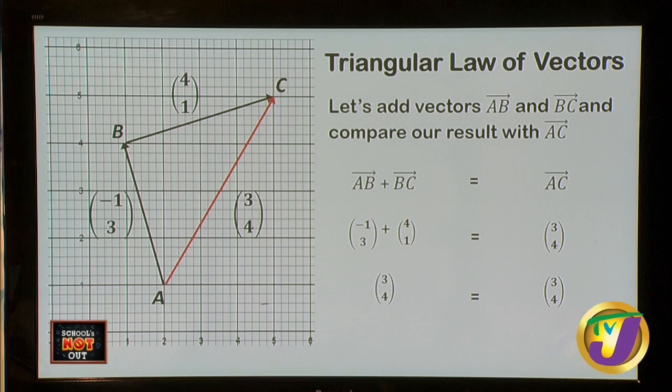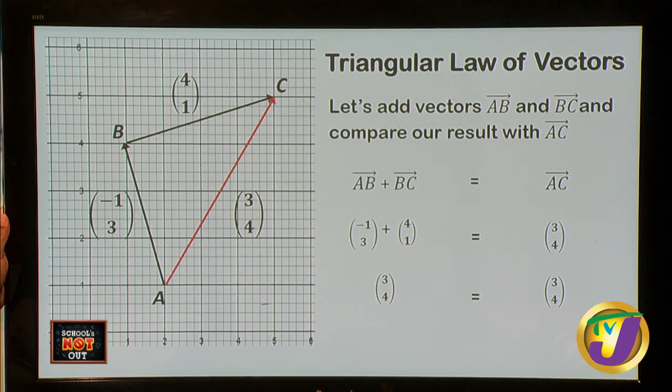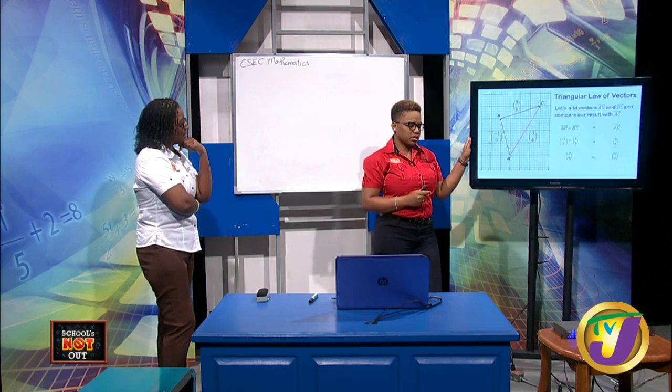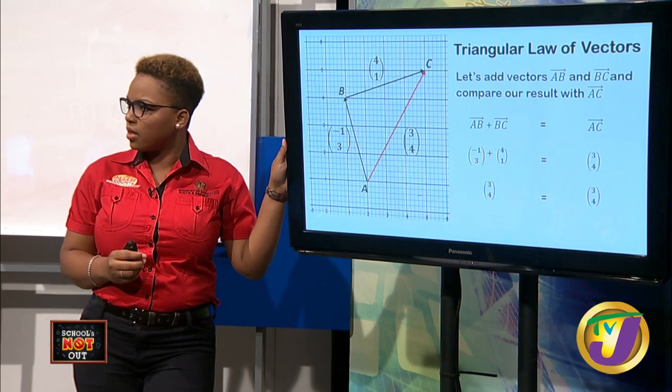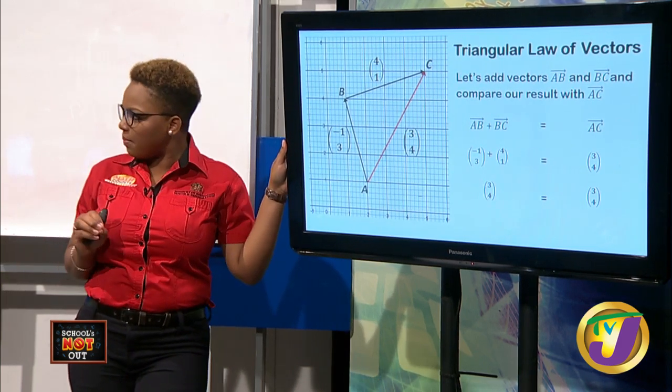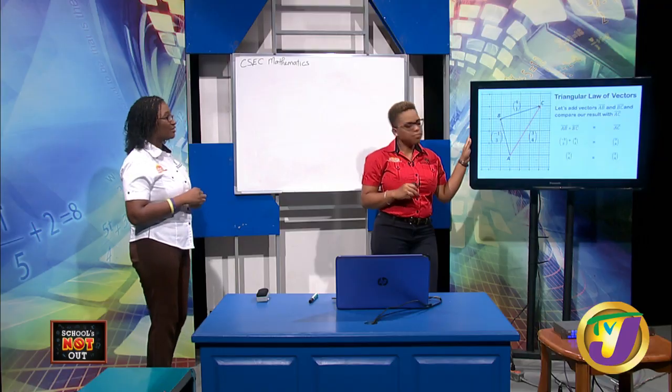So can we say then that AC is the resultant vector for vector AB and vector BC? I think the resultant vector, that sounds like a nice word. Yeah, I think we can conclude AC is the resultant vector of vector AB and vector BC. Yes. All right, sounds good.